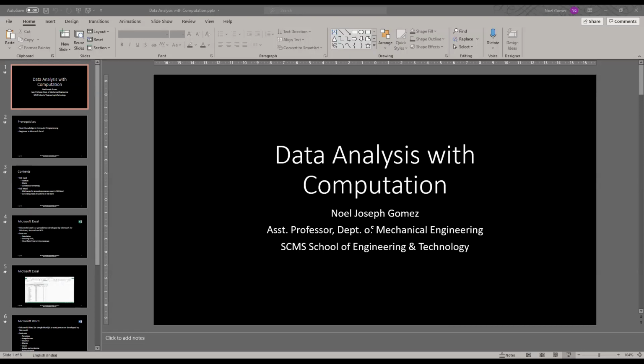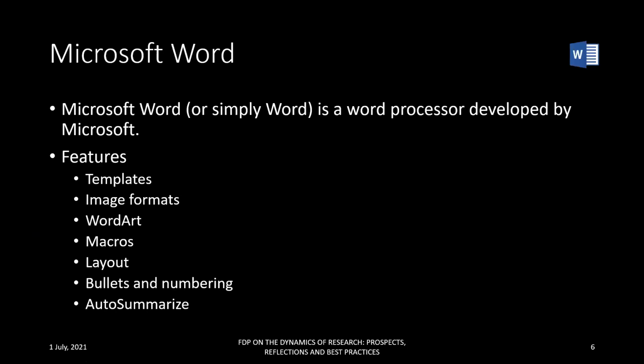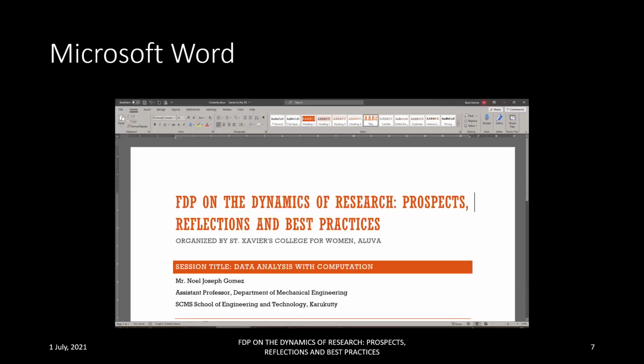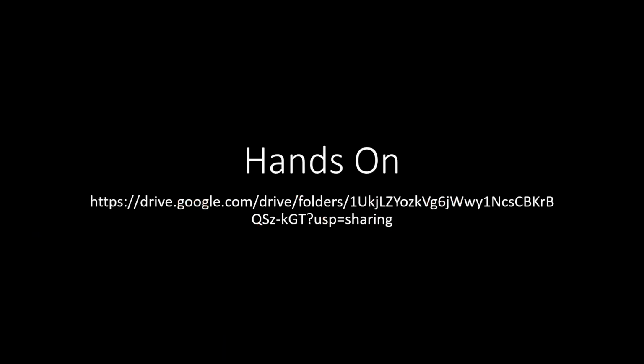So Microsoft Word has many features. It has templates, image formatting, word art, macros, layout, bullets and numbering, and some auto summarize. So this is just information. This is the interface for Microsoft Word. We'll come to that later. So I think we can go to our hands-on session, and I hope you have all filled the Google form.